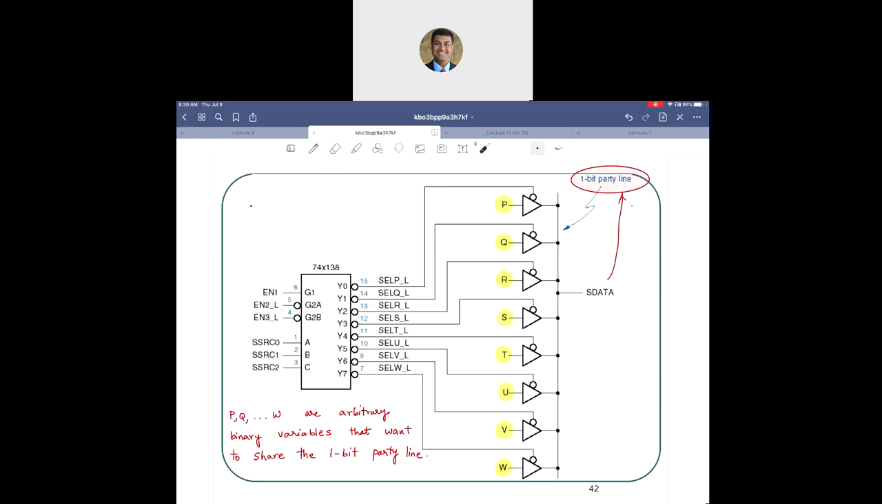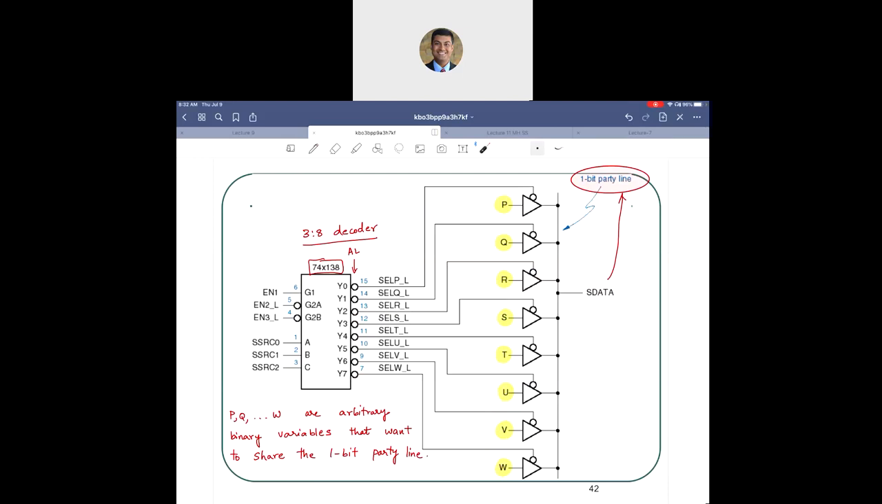Now, clearly, we cannot have confusion. We cannot have P and Q control S data at the same time. We would want only one of those 8 to have control over the contents of S data, because the 1-bit party line is 1-bit. So it can only be a one-to-one control. We cannot have more than one. And the one combinational logic element that guarantees us that only one output is active at any given time is the decoder. So we are essentially using a 3-to-8 decoder with active low outputs. It is the 74X138 decoder, to make sure that only one of these guys is active at any given time, which means that only one of these guys will be able to take control of S data.